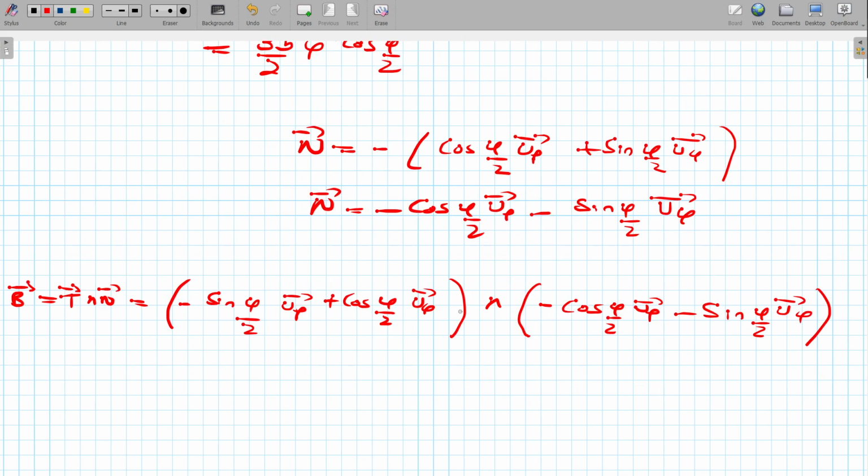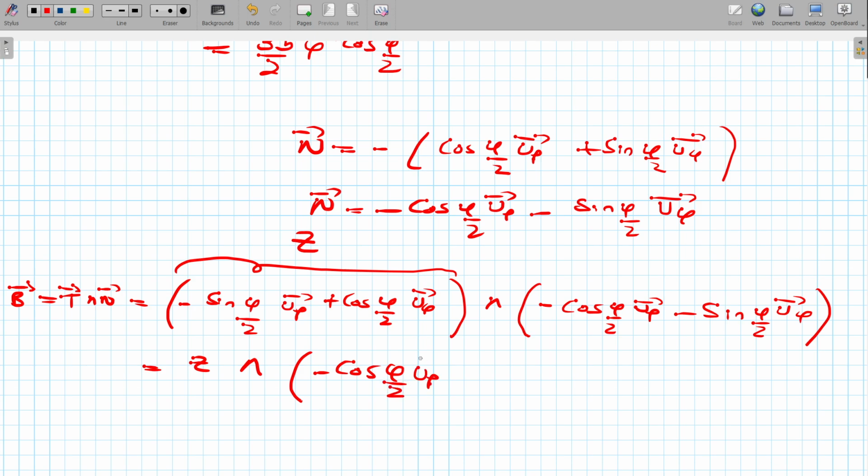So how do we now take the vector product? Remember, if you want to know what you're supposed to do here, you can let this expression be equal to z, like so. Then you can say z vectorial, so that you simplify, so that you see what is happening here, because you might not know what to do. So z vectorial, you write it as minus cosine phi divided by 2 u rho, and then minus sine phi divided by 2 u phi, like so.